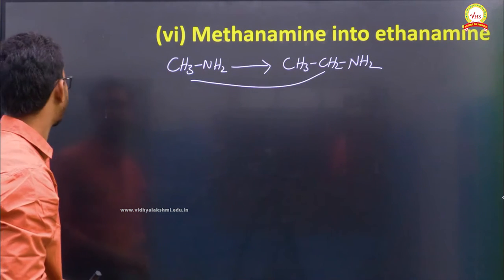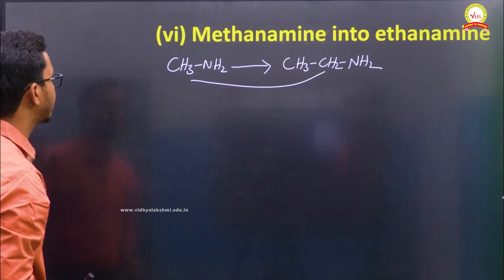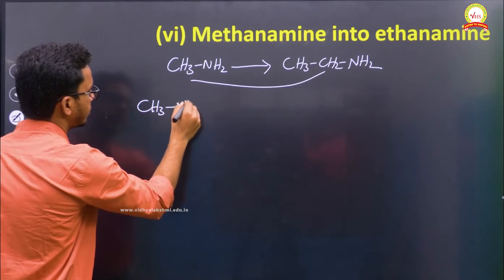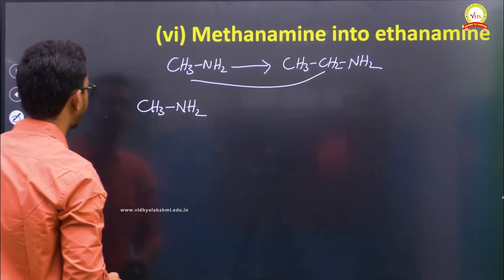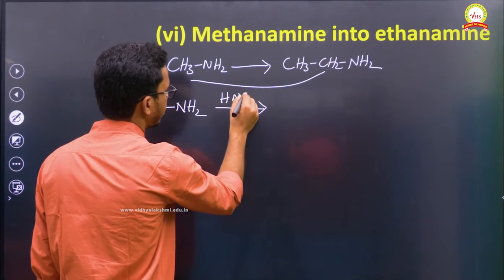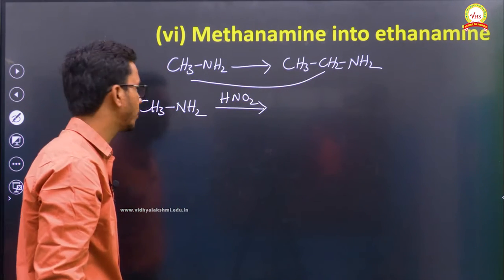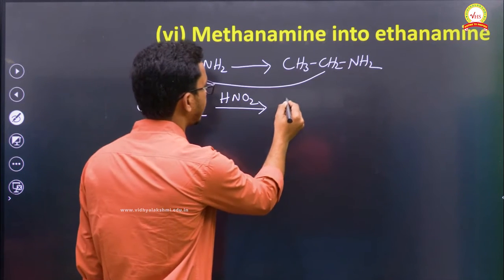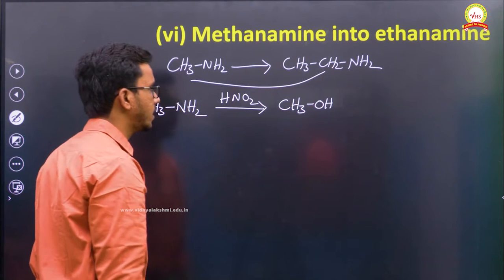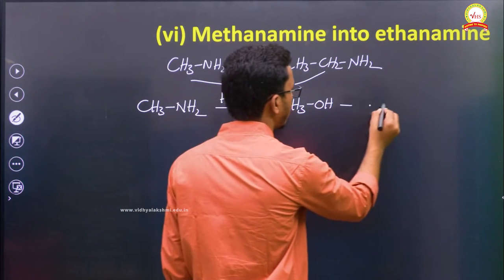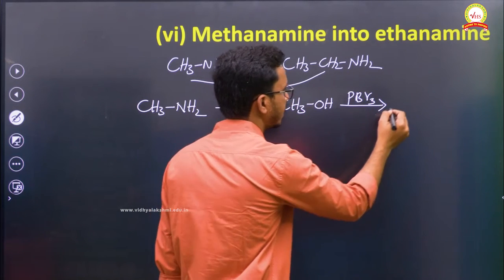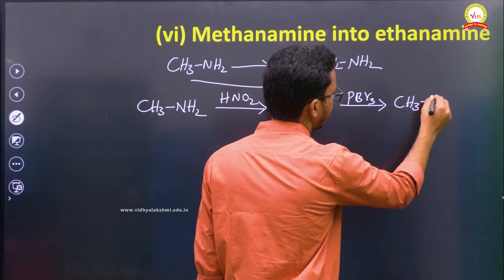Okay, let us take how can we convert this one. What is the reactant over there? That is methanamine, that is CH3NH2. What I'll do, I'll just make this one react with HNO2. What we can get now? That is CH3OH will get. This CH3OH on reaction with, let us take any one of the PBr3 or any one of the halogenating reagent. What will we get? CH3Br.